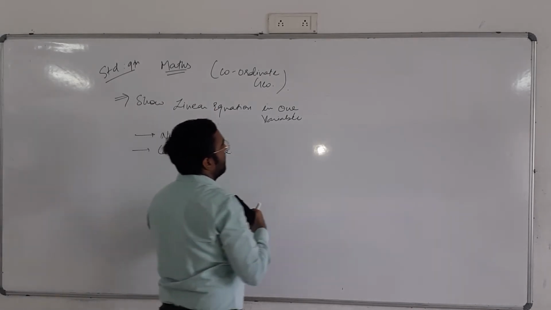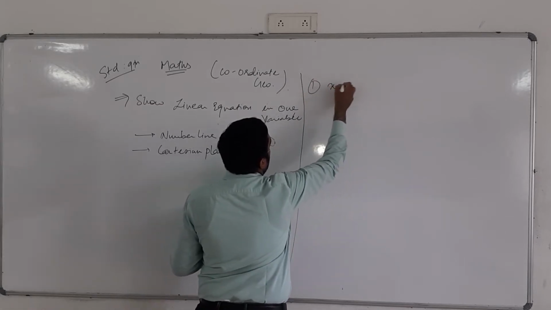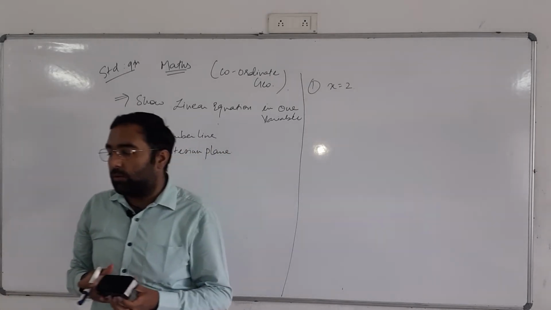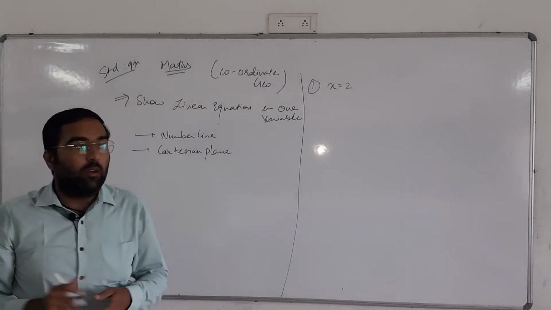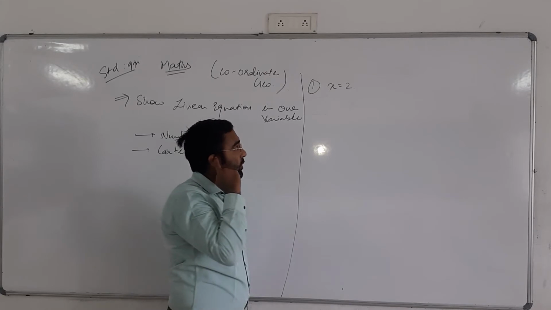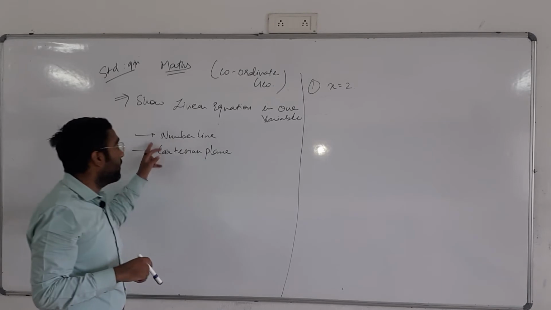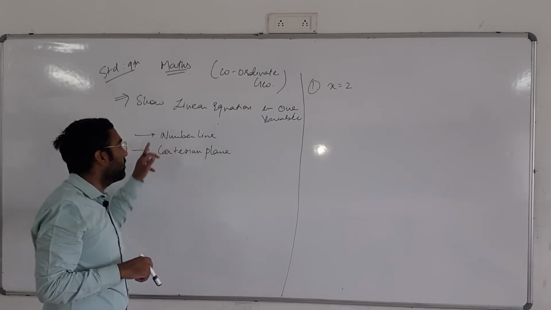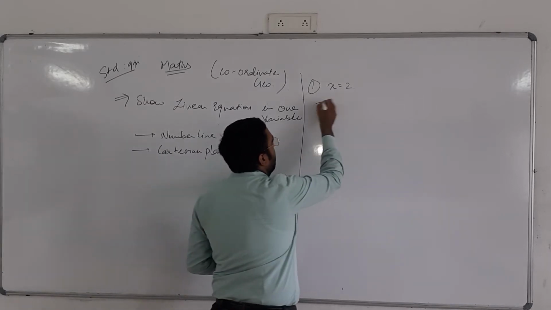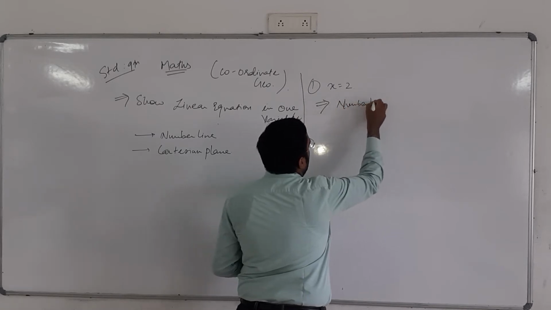We are starting with the example, first, x equal to 2. Now I am using x equal to 2, and I am representing it in both methods: one is the number line and second is the Cartesian plane. First we discuss how to represent it on the number line.